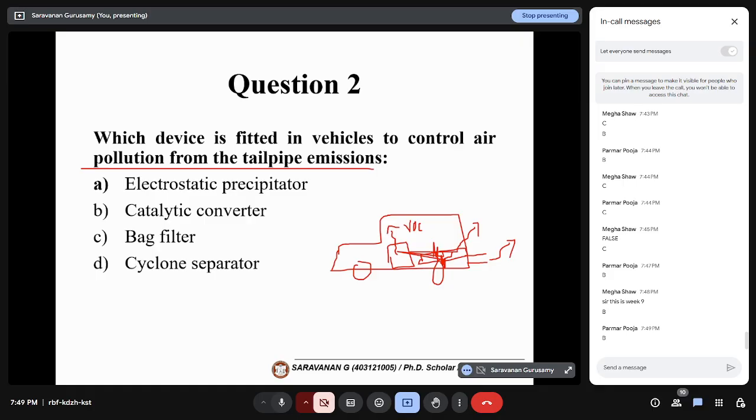So these three are major emissions from the vehicles. So tailpipe is one of the major contributors. How to reduce the tailpipe emission?